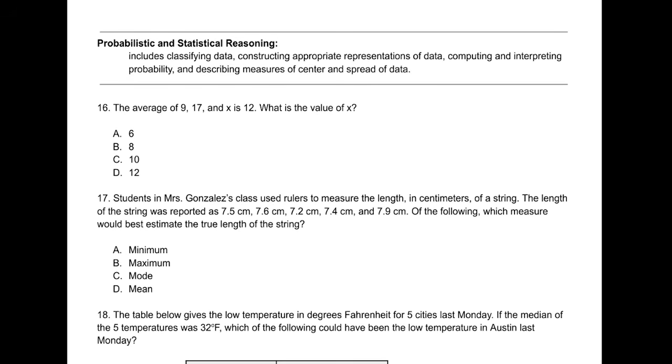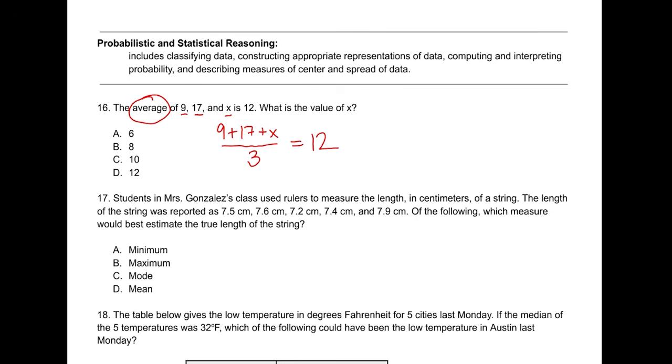The last section is all about probability and statistics. So let's just run through these last 5 problems here. Number 16 says the average of 9, 17, and x is 12. The way we calculate average is we add up all 3 of these values and then divide by however many there are, in this case 3. But if they gave me 5 values, then I would add them all up and divide by 5. And it says the average is 12. So this is our setup.